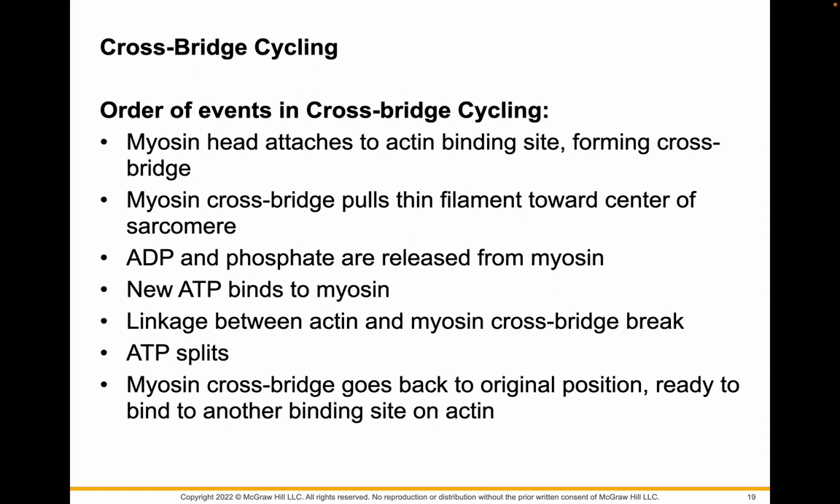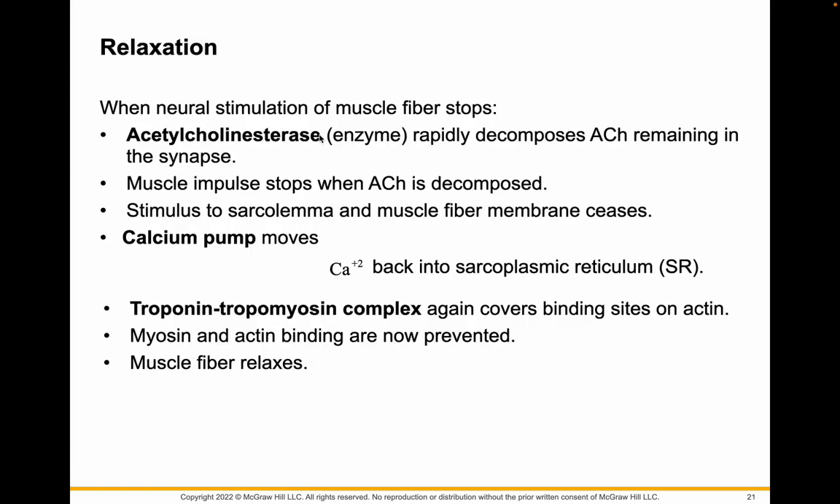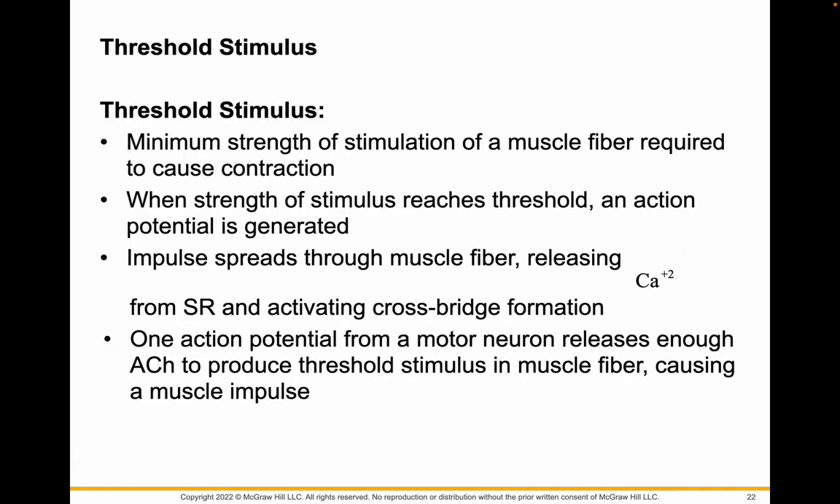not only do you need ATP to let go and to release, but you're going to need acetylcholinesterase, which is the enzyme that breaks down the acetylcholine so that no more action potentials travel down the sarcolemma. And then calcium pumps move calcium back into the sarcoplasmic reticulum so that the binding sites can return to being covered. All of this has to meet threshold of an action potential for a fiber to contract.